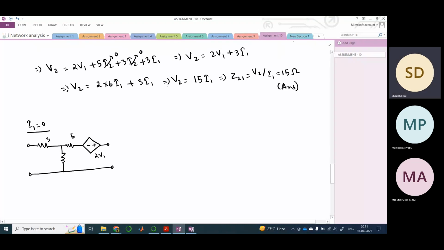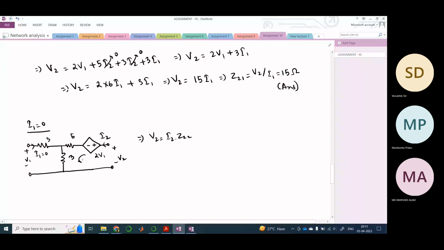This is 5, this is 3, this is 3, this is V1, here I1 is 0, this is V2, and this is I2, right? So your V2 is equal to I2 into Z22, which means you need to apply KVL here. So let us apply KVL in this mesh. Also consider I1 here. Arbitrarily we will consider I1 also, and then later make it 0.